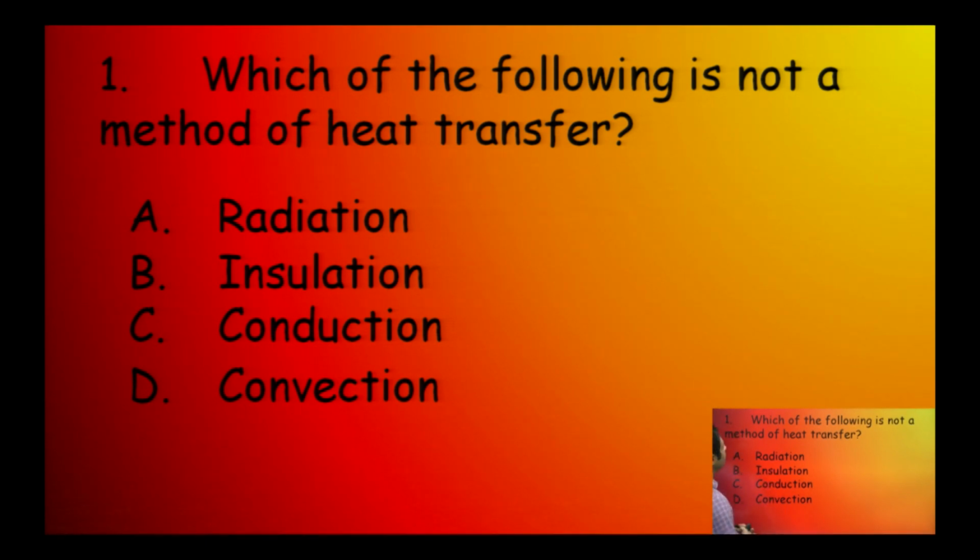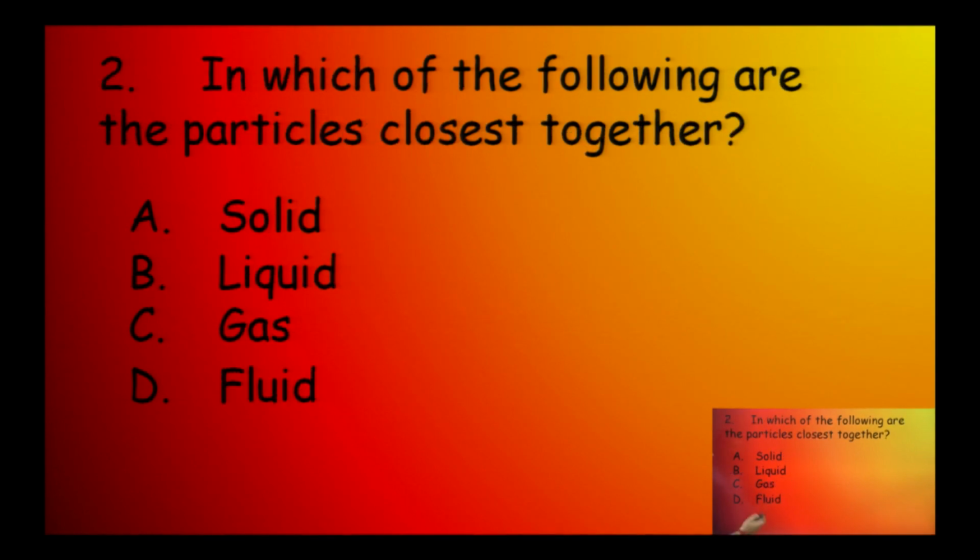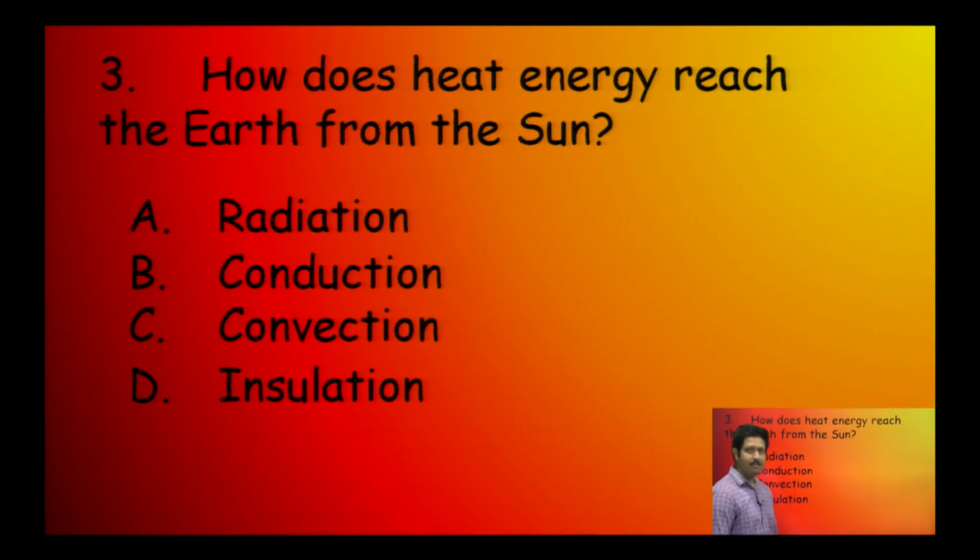Which of the following is not a method of heat transfer? Radiation, insulation, conduction, and convection. It is pretty sure that it has to be B, insulation. Insulation is a kind of material that doesn't have free electrons, or has electrons that are more stable than the unstable ones. In which of the following are the particles closest together? It has to be solid. Okay, it has to be solid.